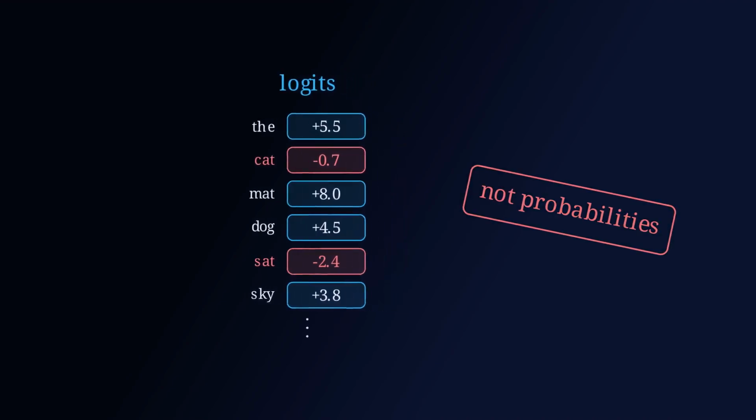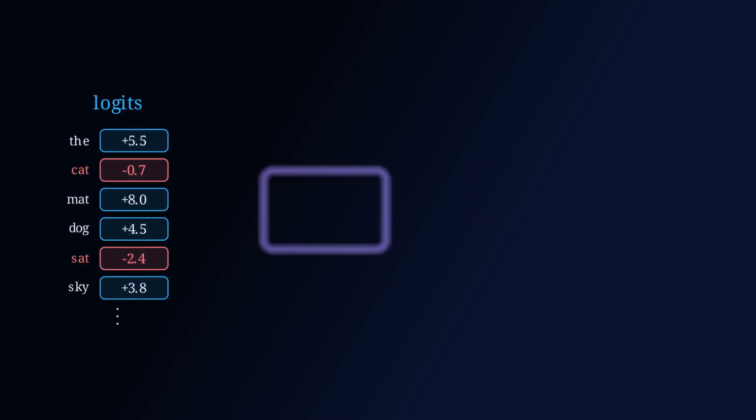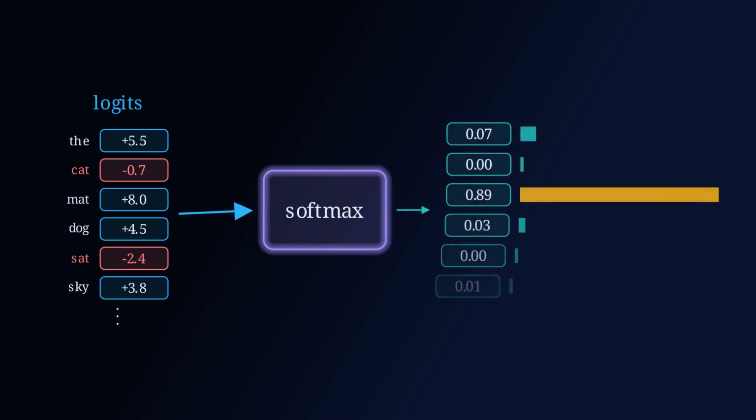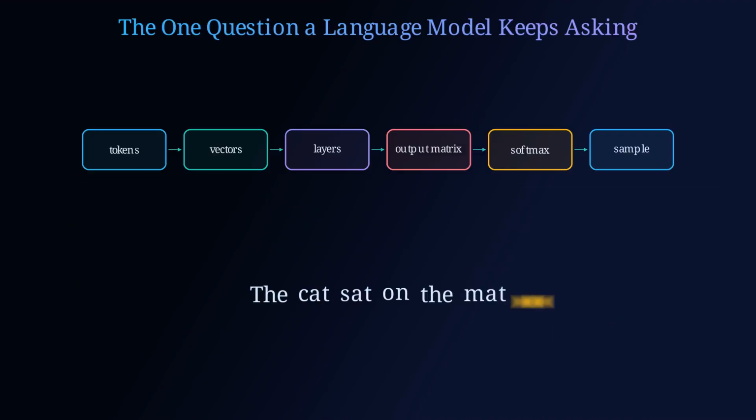The tool that fixes this is called Softmax. It takes the whole array of logits and squashes it into a proper probability distribution. Every output becomes positive, and all of them together sum to exactly 1. Because here is the crucial move, that freshly chosen word is now appended to the input. The sentence just got one token longer, and the model simply asks its one and only question again. Given the cat sat on the mat, what comes next?